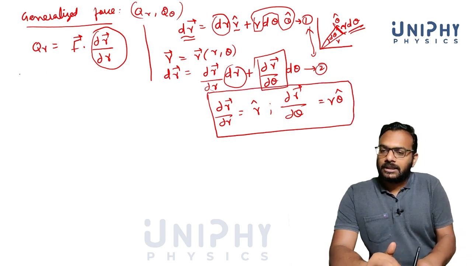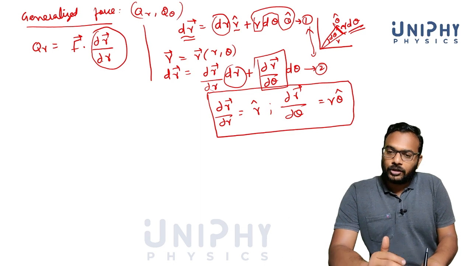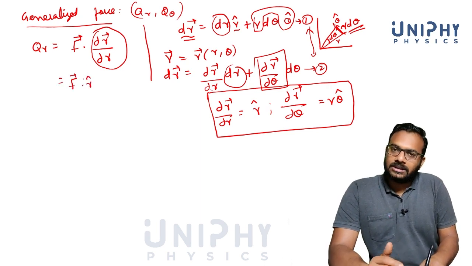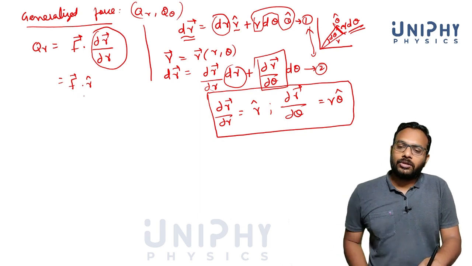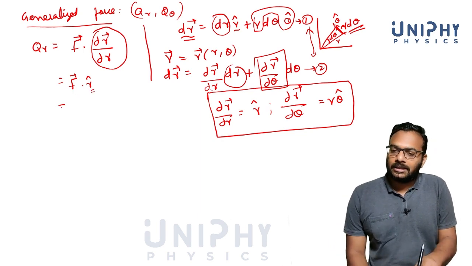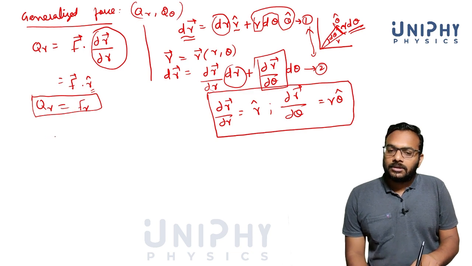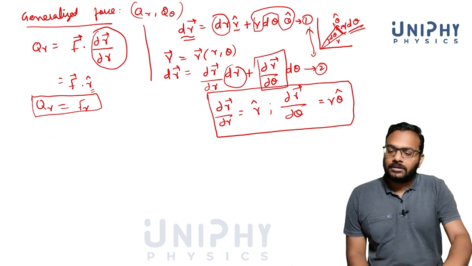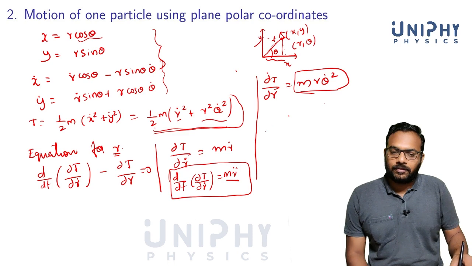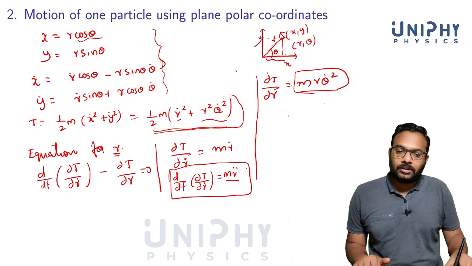Now we can use it here. So you see that qr is equal to f dot dou r vector by dou r, that's equal to f dot r cap. What's f dot r cap? It's just the component of the force along the r cap direction. We can simply write it as fr, right? qr we can write as fr. So this allows us to find the equation of motion along the r direction.